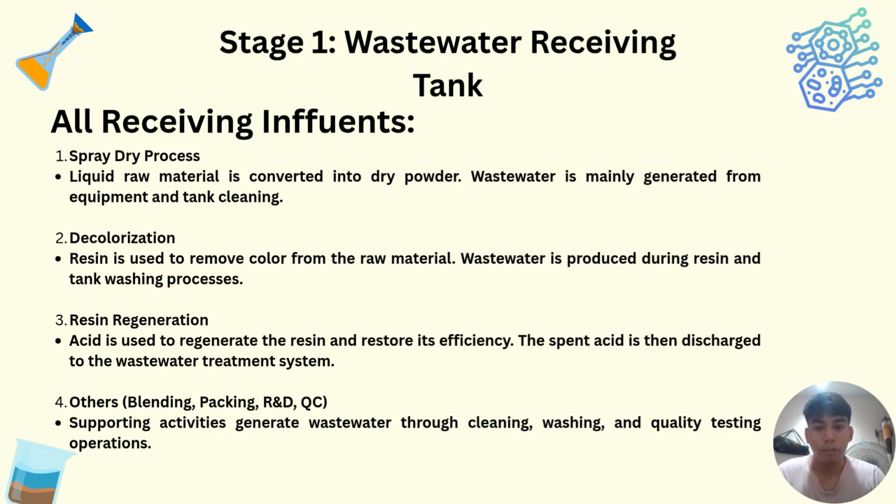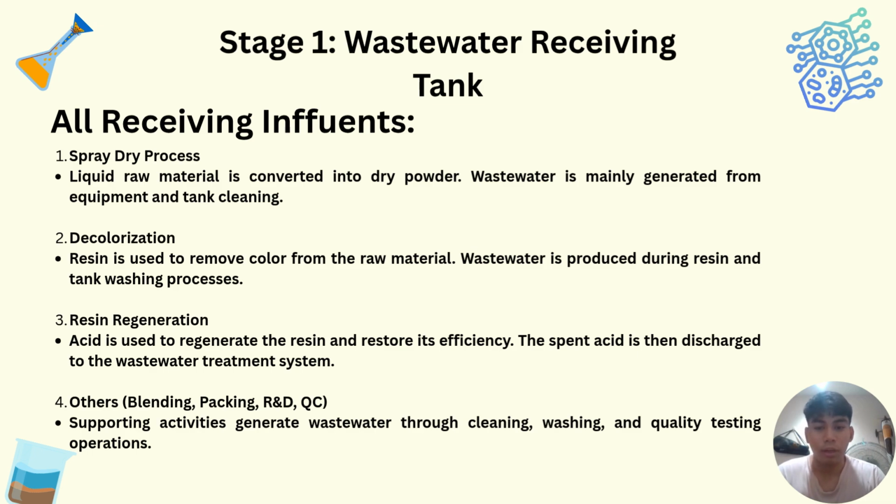First of all is the spray from the spray dry process, in which liquid raw material is converted into dry powder, and wastewater is mainly generated from equipment and tank cleaning. An example of this is a tank that produces soy sauce, and the excess soy sauce on the equipment will be called the wastewater from the spray dry process.